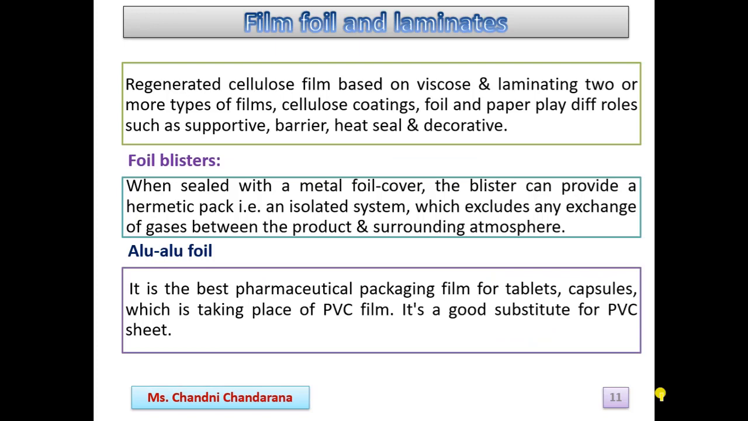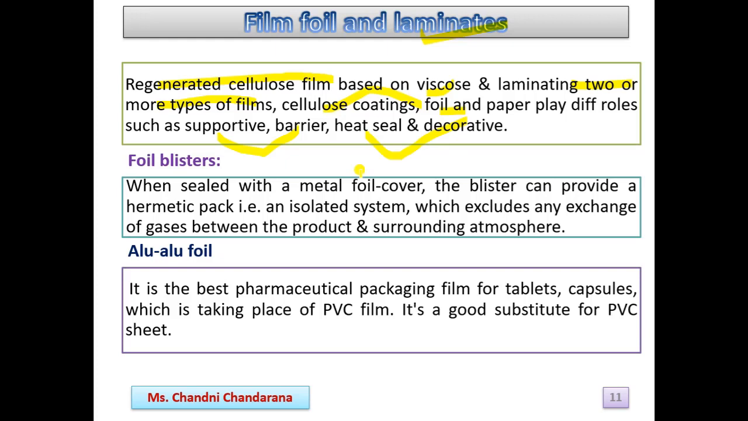Now we will see the film, foil and laminates. So what are film, foil and laminates? We can say regenerated cellulose film. It's based on viscose. Viscose is a chemical that is used to manufacture rayon. And laminating two or more types of films, that's why it is known as laminates. Cellulose coating, foil and paper play different roles such as supportive, barrier, heat seal and decorative.